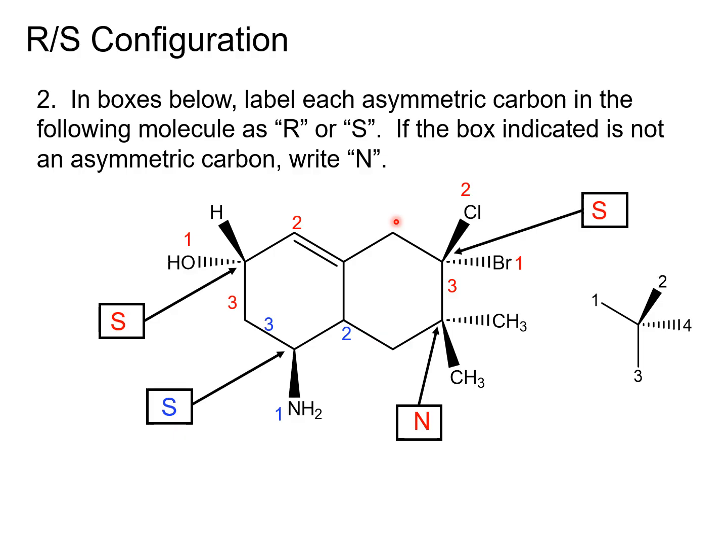I switched my 4th priority with whatever was on the bond that was going away. All right, so it's not like I need to switch 4 and 1. It's that I need to switch 4 with whatever group is going away from me. That way I can easily assign and connect 1 to 2 to 3. If you're having a lot of trouble visualizing this, I really recommend redrawing it this way.